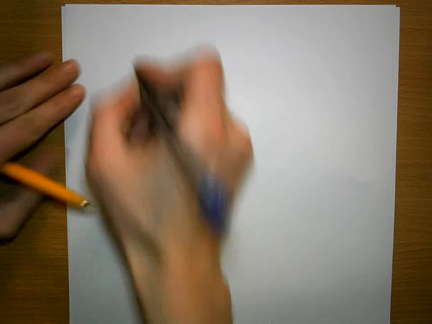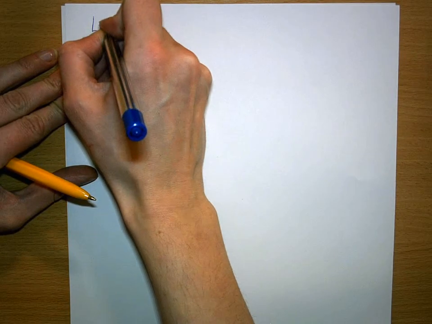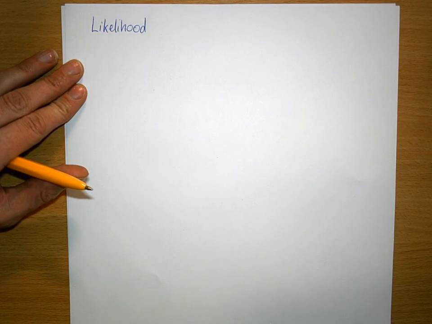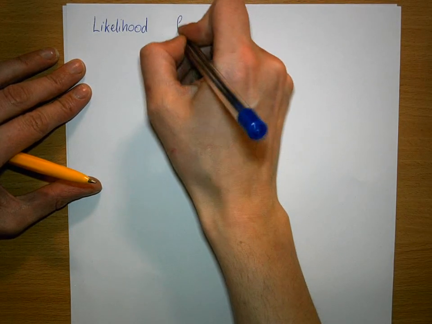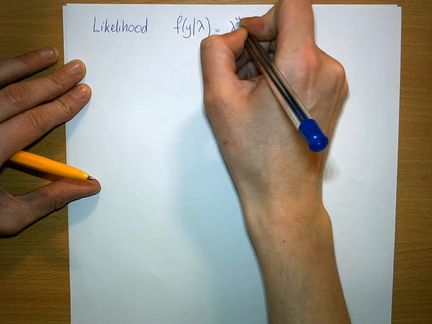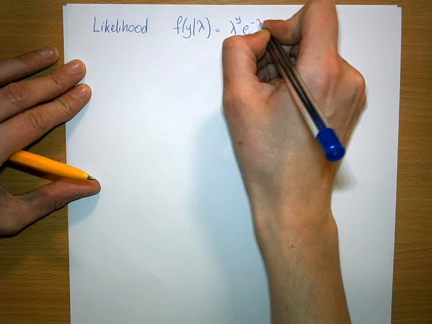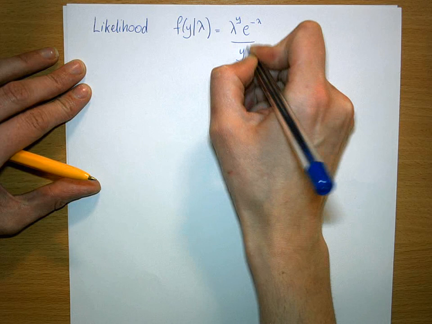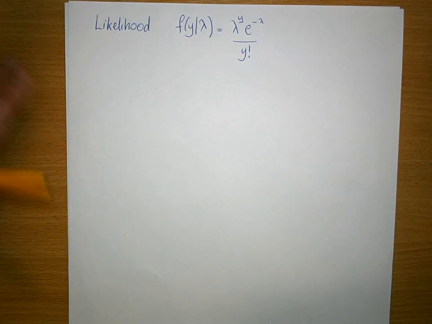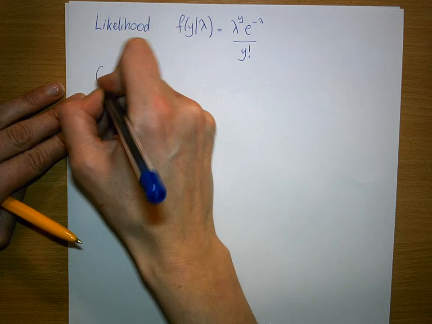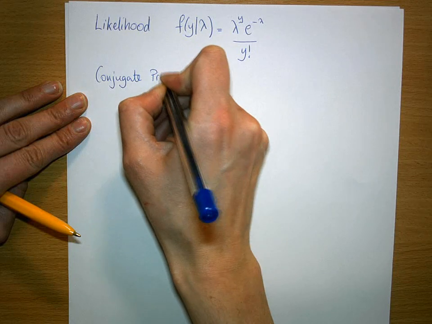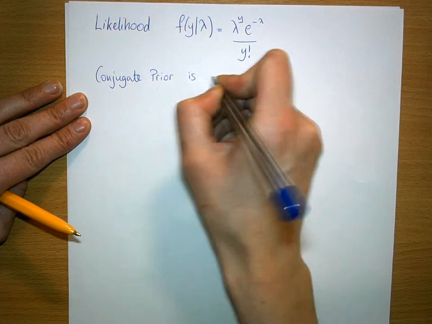Okay, so we're going to talk about, we have the likelihood is now Poisson. So we're talking about counts here. So f of y given lambda equals lambda to the y e to the minus lambda over y factorial. We want to show that the conjugate prior is the gamma distribution.